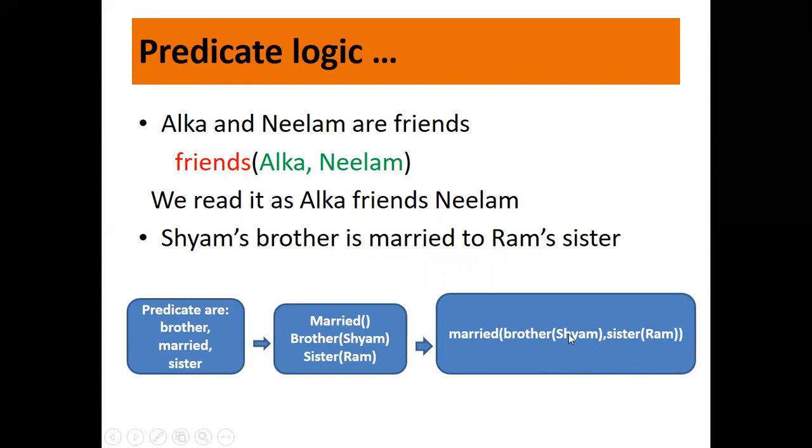Is it fine? Now this is a predicate, this is an object, this is a predicate, this is an object, and this is your main predicate. Married is a relationship. Brother is a relationship. Sister is a relationship, and Shyam and Ram are the objects or the subjects. Is it fine? That is how to write simple predicate logic statements.